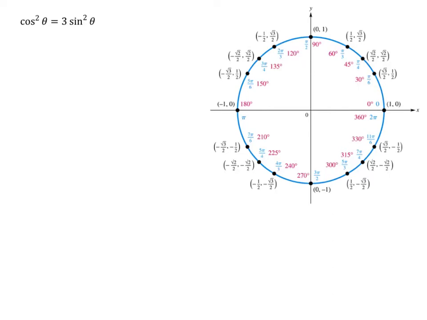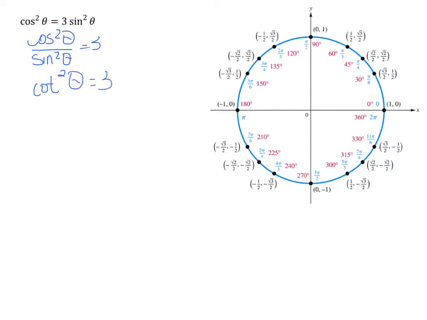Next example, I have cosine squared of theta is equal to 3 sine squared of theta. That theta tells me I need to be in degree mode. I will divide by sine squared of theta on both sides. So I get cosine squared of theta divided by the sine squared of theta is equal to 3. And I know that that's the cotangent squared of theta is equal to 3.